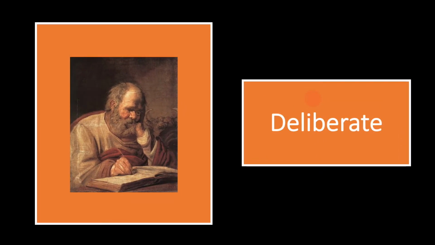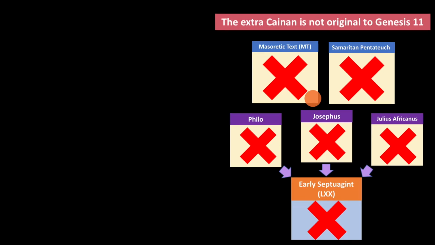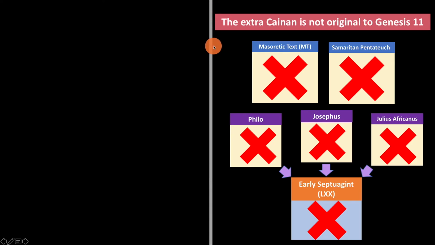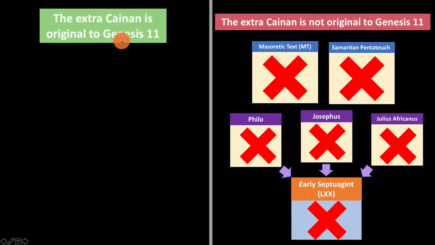Okay, let's go back to this slide. Based on this, it is pretty good evidence that the extra Cainan is not original to Genesis 11. So if it wasn't original to Genesis 11, why on earth would Luke insert it? Well, let's ask the opposite question. Is there any evidence that the extra Cainan is original to Genesis 11?